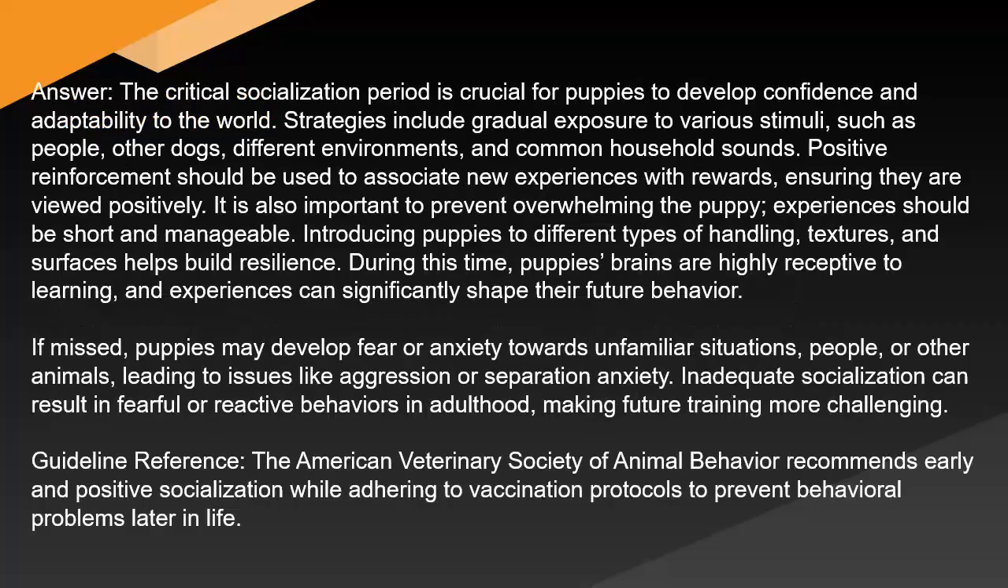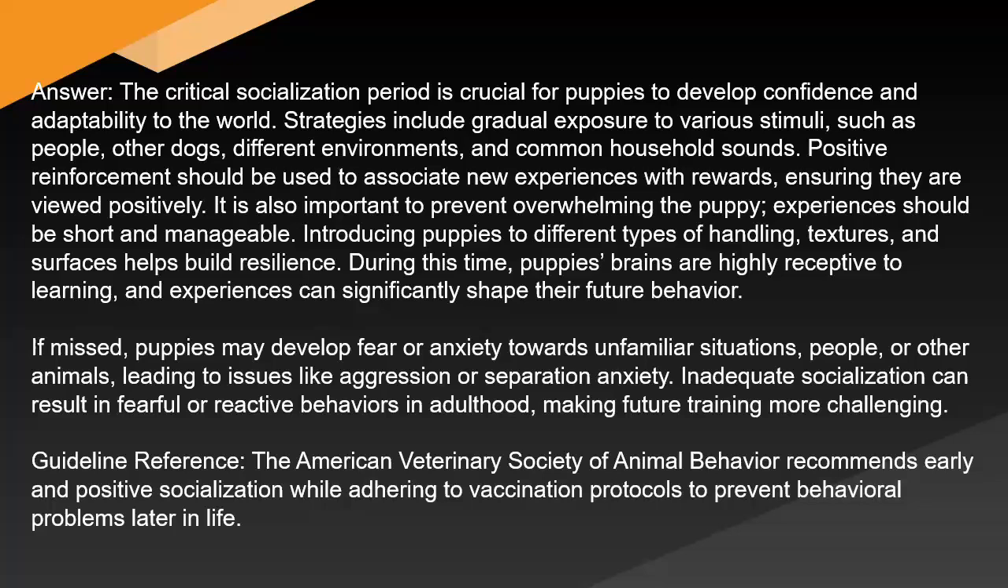Answer: The critical socialization period is crucial for puppies to develop confidence and adaptability to the world. Strategies include gradual exposure to various stimuli such as people, other dogs, different environments, and common household sounds. Positive reinforcement should be used to associate new experiences with rewards, ensuring they are viewed positively. It is also important to prevent overwhelming the puppy; experiences should be short and manageable. Introducing puppies to different types of handling, textures, and surfaces helps build resilience. During this time, puppies' brains are highly receptive to learning, and experiences can significantly shape their future behavior.